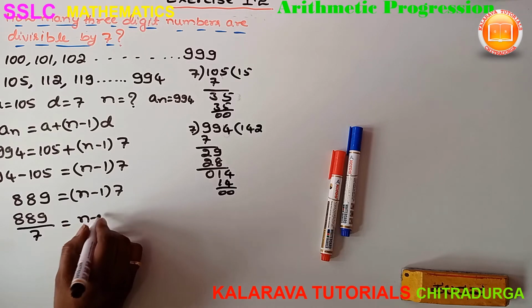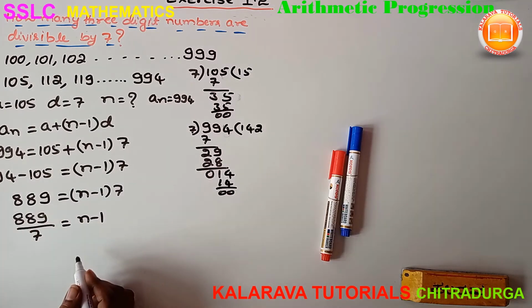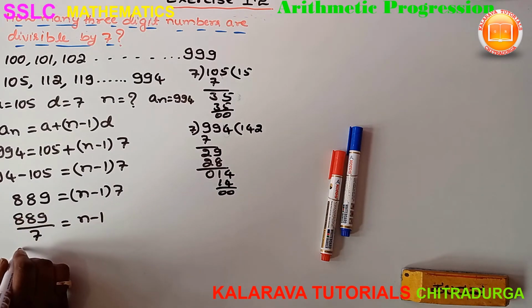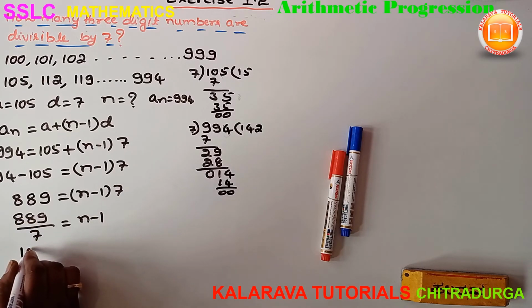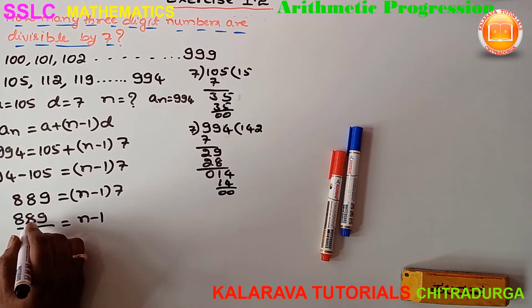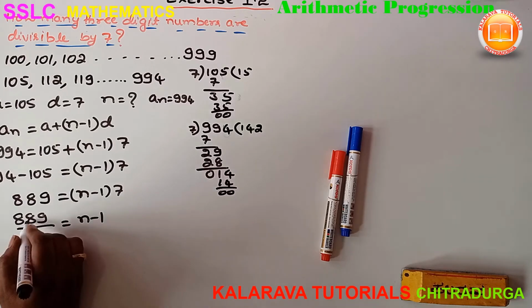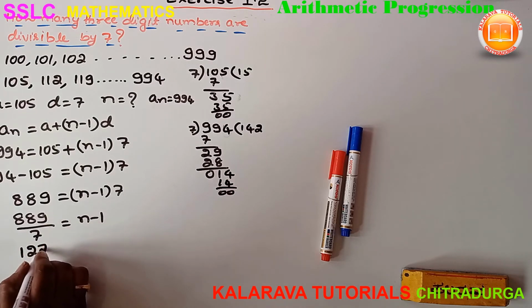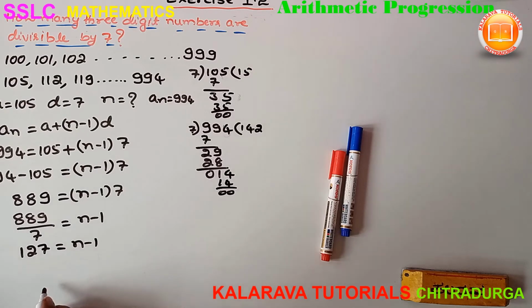So that is equal to n minus 1. Here the bracket is not necessary because 7 is transferred. So now we have to divide the 889 by 7. 7 ones are 7. Here it is 1, that is 18. 7 twos are 14. So here 4 is left, 49. 7 sevens are 49. That is equal to n minus 1.